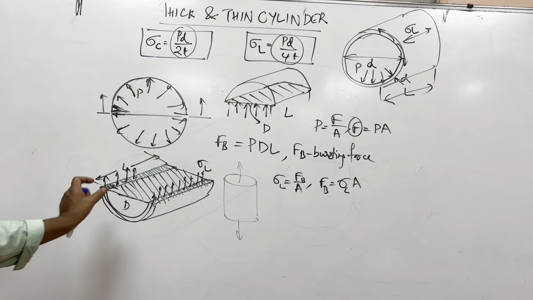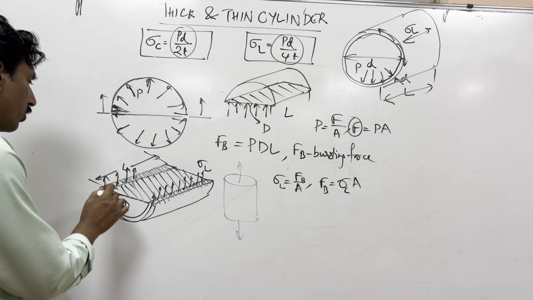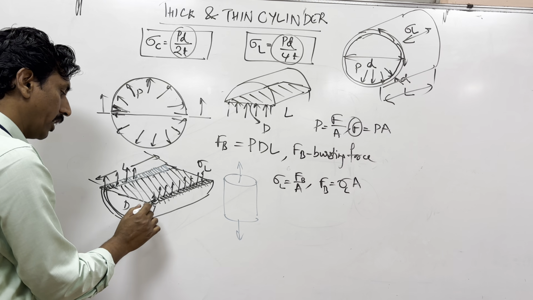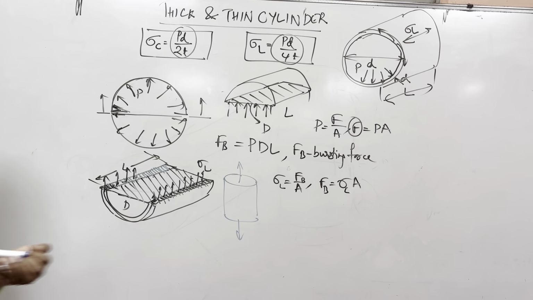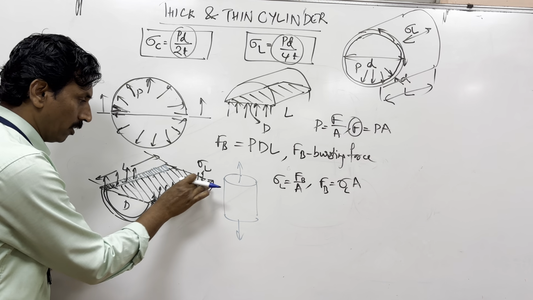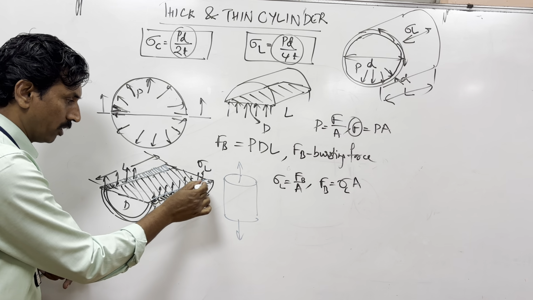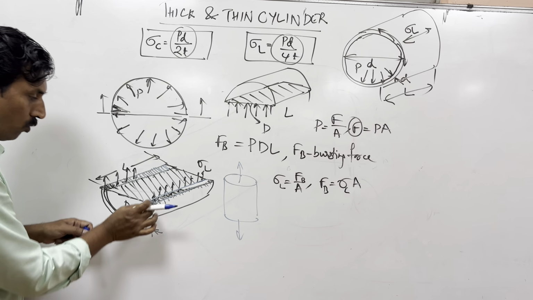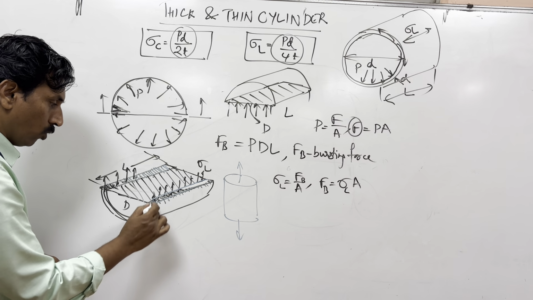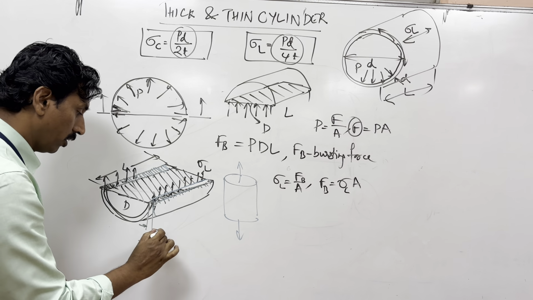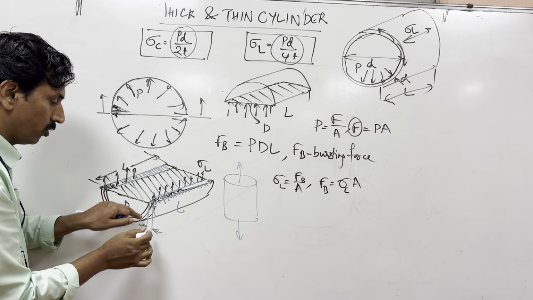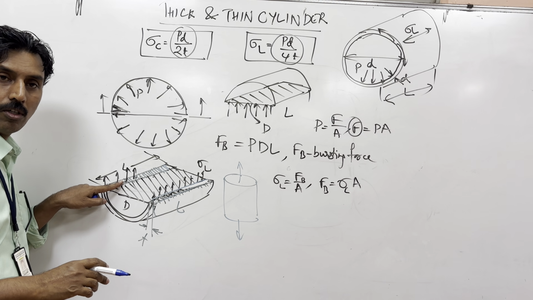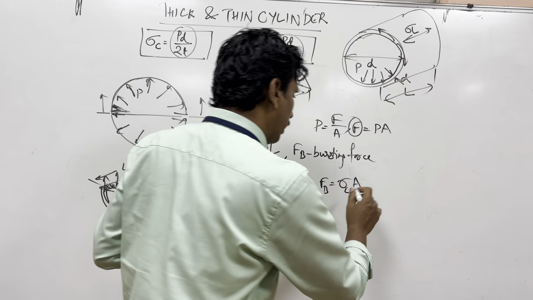Now what is the area of this blue colored metal? What is the area which is actually trying to resist this? What is this basically? It is thickness. What is this basically? Length. So this length into thickness will give you area on one side. If you want area on two sides, it is 2 into TL. So area you can write as 2 into TL here.